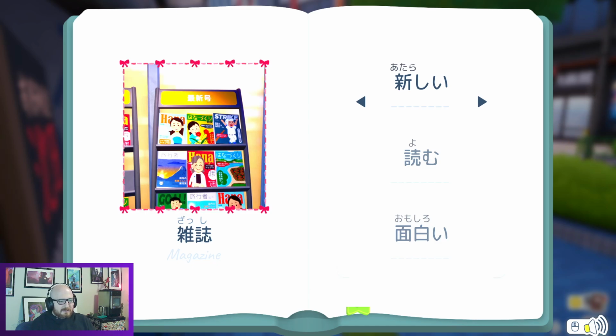Here we have magazine. Zasshi. Okay. Zasshi. And let's see what we have here. We have atarashi, yomu, and omoshiroi. So we have three very common words that you may already know. Atarashi is new. Yomu is the verb to read. And the kanji that makes up both halves of that first kanji there are N5 kanji that we'll cover in the Anki deck videos when they come up.